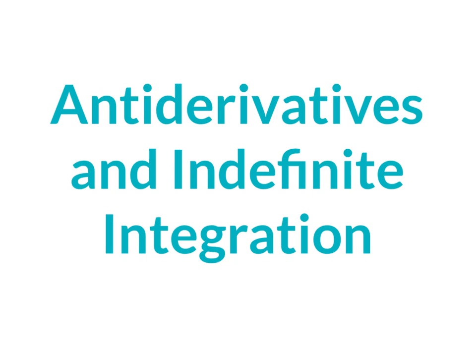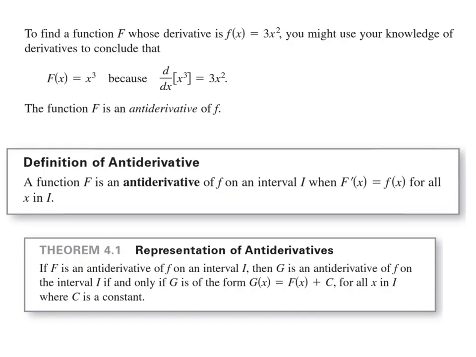In this video, we're going to talk about antiderivatives and indefinite integration. So let's say that you have the derivative of a function, and let's say the derivative is 3x squared. You can work backwards to figure out what the original function is. That's what we call an antiderivative. It's working backwards from a derivative to find the original function. So working backwards with the power rule, for example, with the derivative being 3x squared, we can conclude that x cubed is a possible integral or antiderivative.